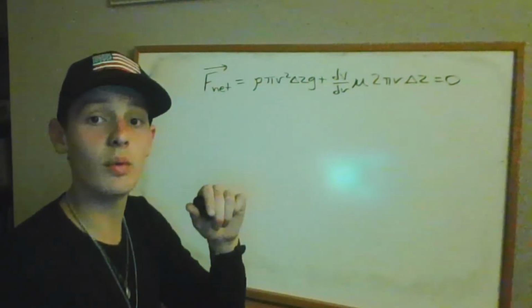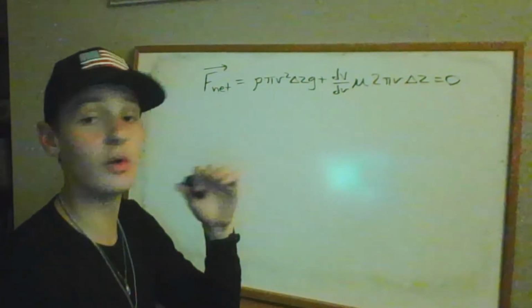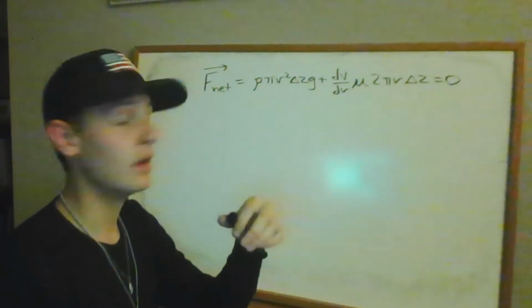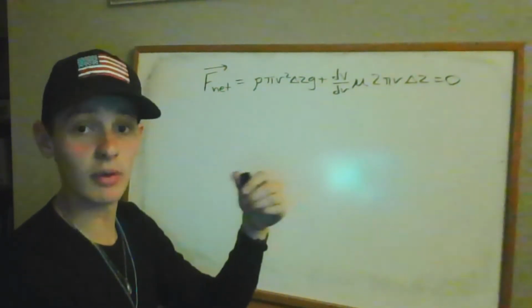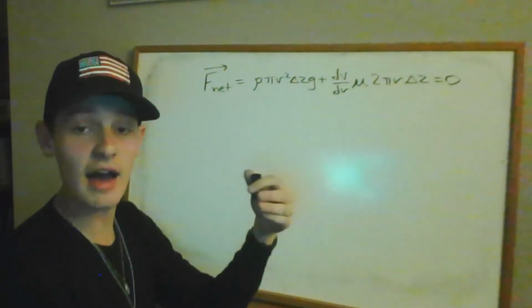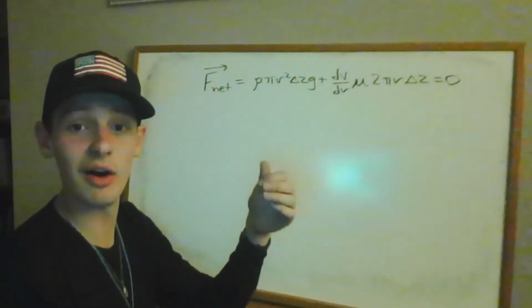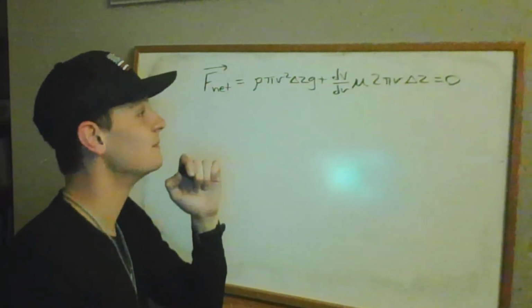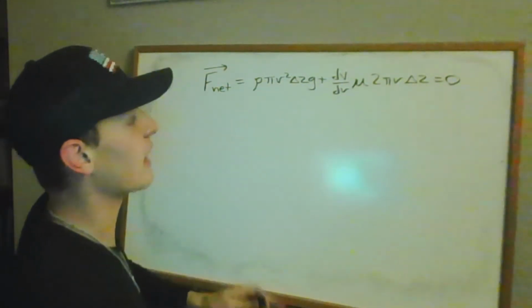Now, the next thing we want to do is derive an expression for the velocity of our fluid as a function of radial position. This would allow us to graph the velocity profile of the fluid that is flowing down through our pipe, which I think is pretty cool. So how would we do that?